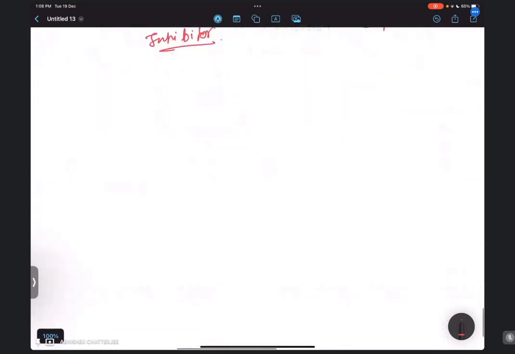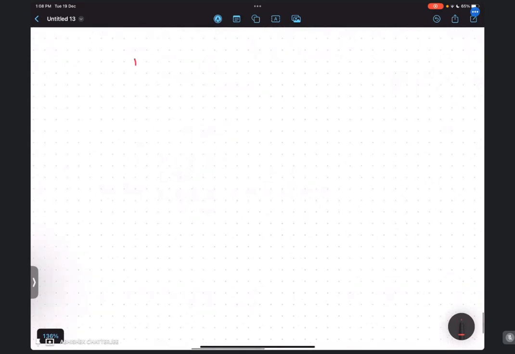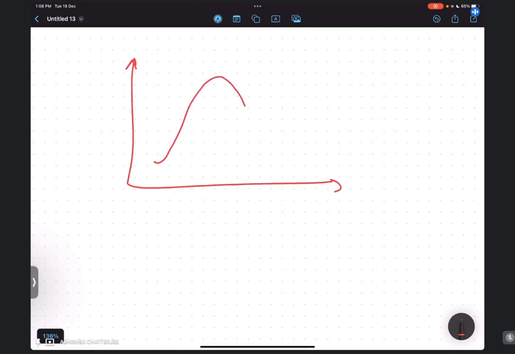Okay, a little bit we will see the curve also. What is the basic curve that is involved here? Suppose this is your curve, energy versus reaction path. Suppose this is your energy and this is your reaction path. This curve is there.